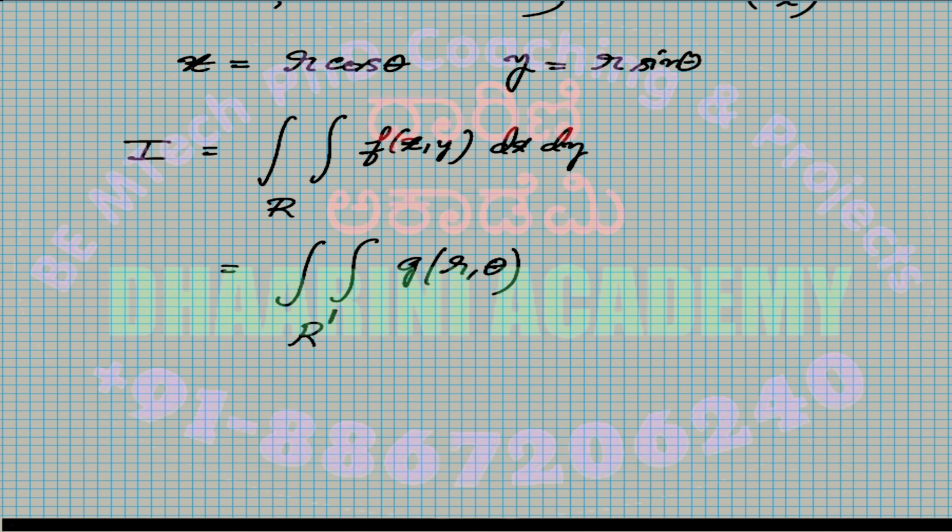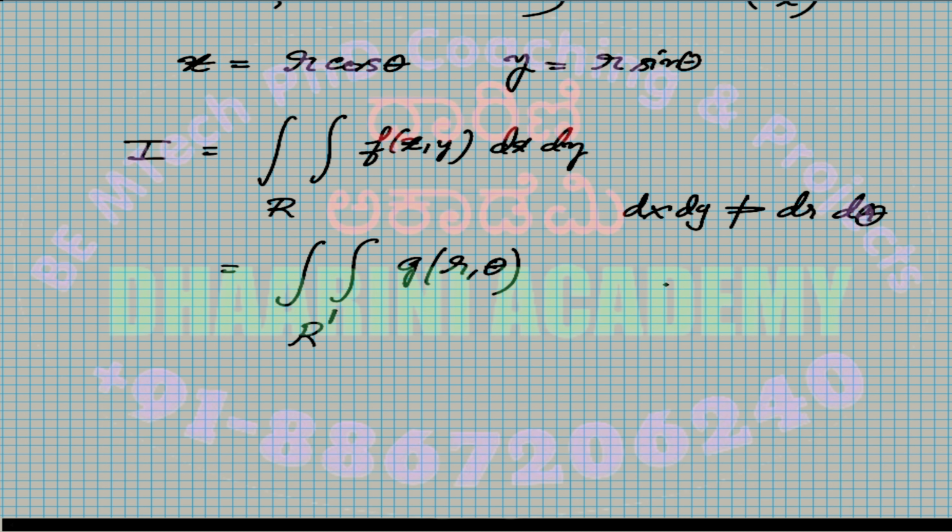But now you see what will happen to dx dy. dx is nothing but change in x, right? Change in x is, so this dx dy is not equal to a simple replacement of dr d theta, right? Are you understanding why?